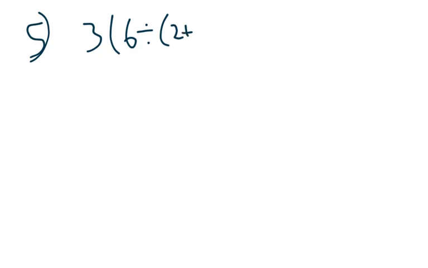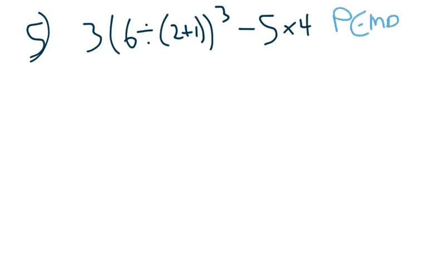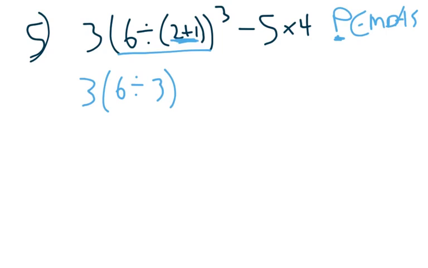Finally, we'll do one final example where we bring everything together. So let's say we have 3 times 6 divided by 2 plus 1 cubed minus 5 times 4. Again, we have to do our order of operations, PEMDAS. First, I'll address my parentheses. Not only do I have this set of parentheses, but I have this set. I need to do this at the very beginning. So I have 3 times 6 divided by 2 plus 1, which is 3, cubed, minus 5 times 4. Now I can deal with that, and I'm done with parentheses.